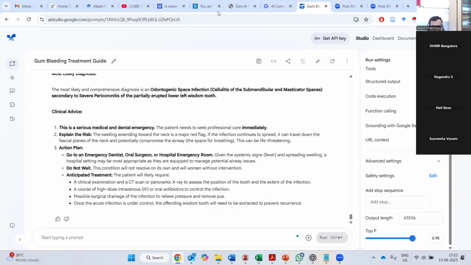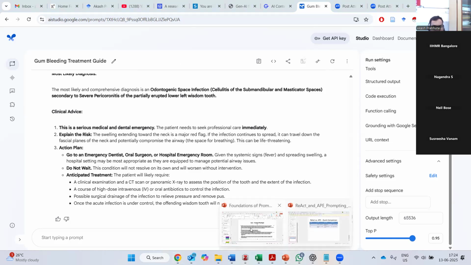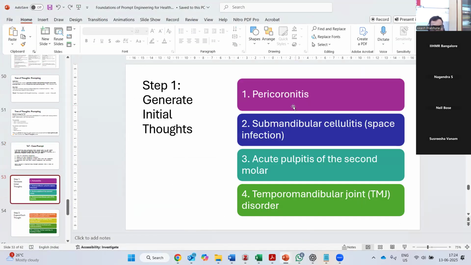Okay, there are other things. What it has given: severe pericoronitis with secondary cellulitis, deep space infection reasoning. Looks cool. It has given the clinical advice. This one doesn't give treatment. I think Google has restricted it from giving any drugs. That's Google's feature, because it doesn't want to change the law. Let me just quickly go back to what we have done, pericoronitis.